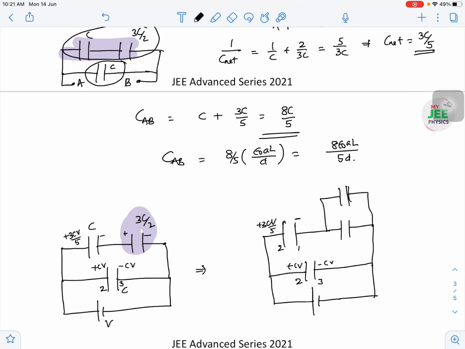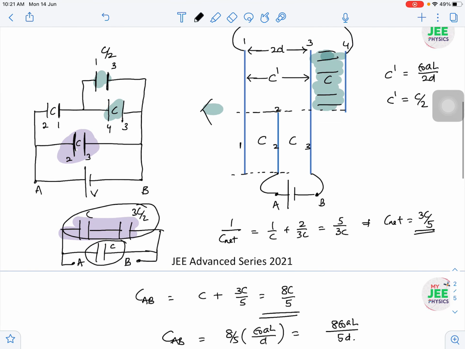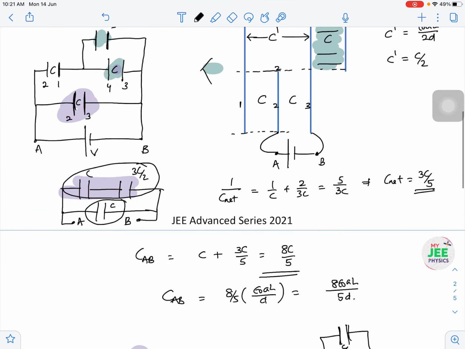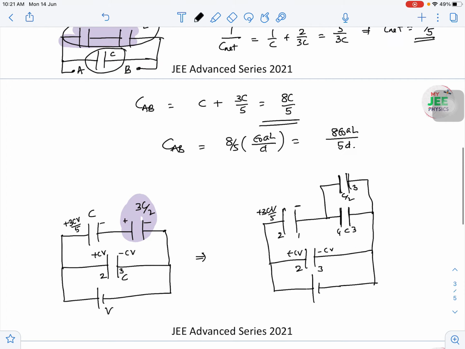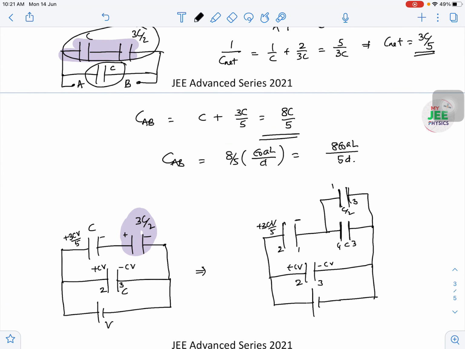and the combination of these two capacitors will have how much charge? 3CV by 5. Now 3CV by 5 has to be distributed between C by 2 and C. One is C, the other one is C by 2, and you can also give the plate numbers. The plate numbers are 4, 3. This is the fourth plate, the third plate, and this is the third and 1. Okay? Now 3CV by 5 will be distributed, so I'll write this as Q1, Q2.